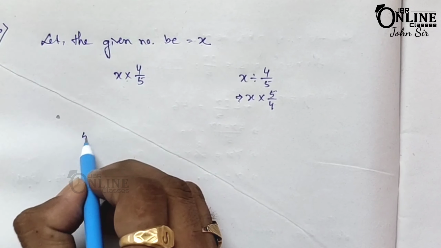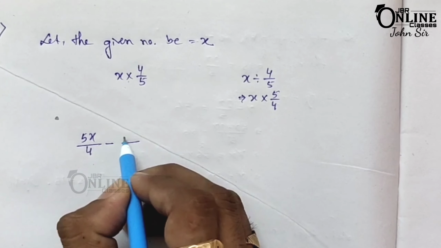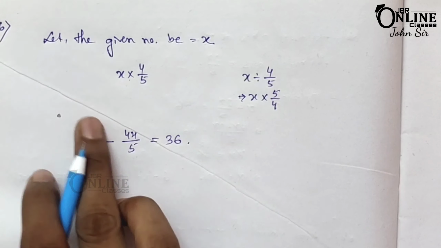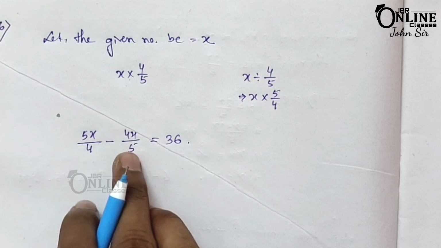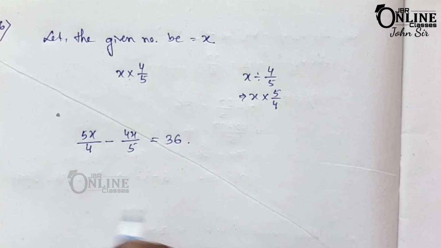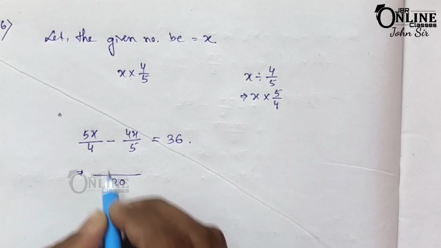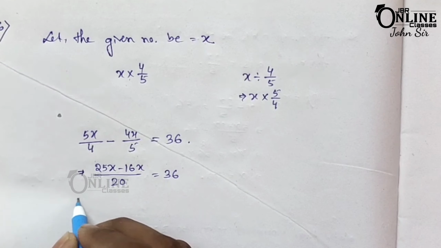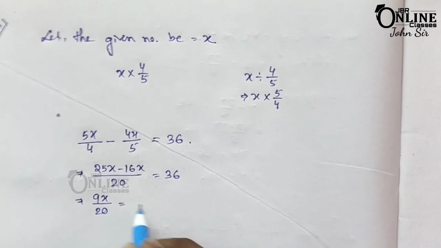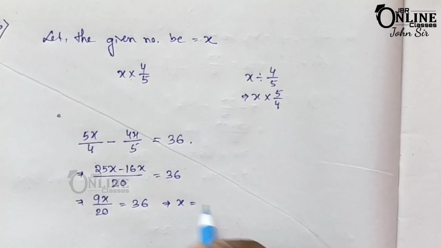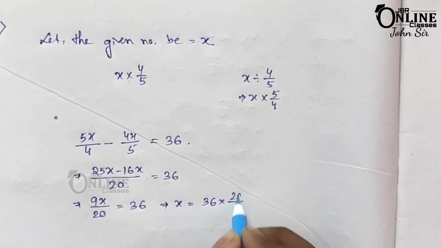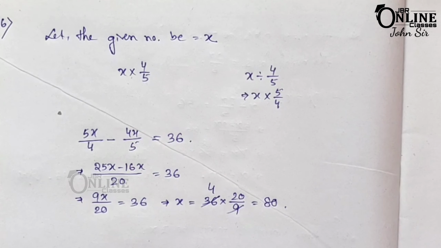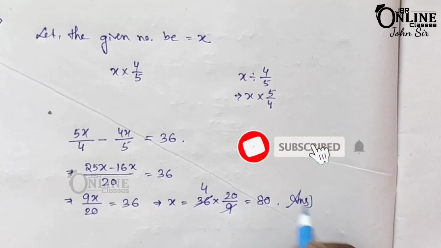So according to the problem, 5x by 4 minus 4x by 5 equals 36. He got 5x by 4, but the actual correct answer is 4x by 5, and the difference equals 36. So here the LCM is 20, then it's 25x minus 16x equals 36. So 9x by 20 equals 36. So x equals 36 into 20 by 9. So that equals 80. So that means 80 is the given number. Okay, so thank you.